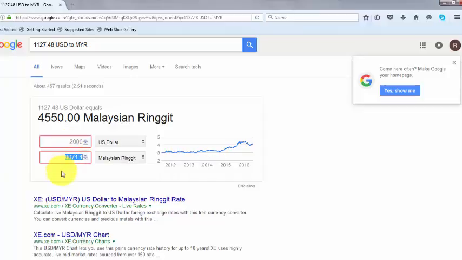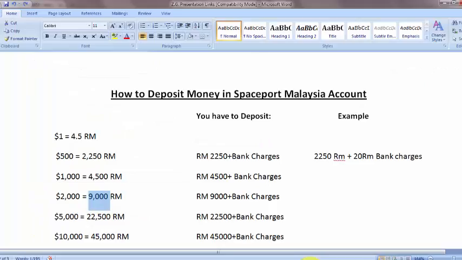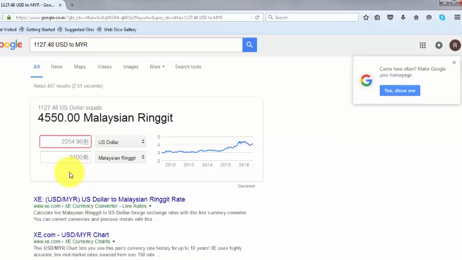You are going to deposit 9,000 Malaysian ringgits plus some amount of bank charges. Let's say 100 Malaysian ringgits, so 9,100. Instead of $2,000, you are going to deposit $2,254. You have to ask your bank authorities about these bank charges.